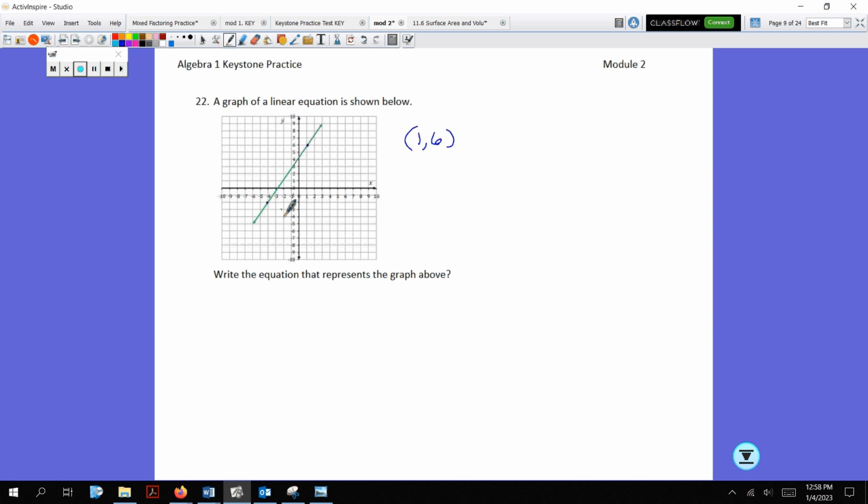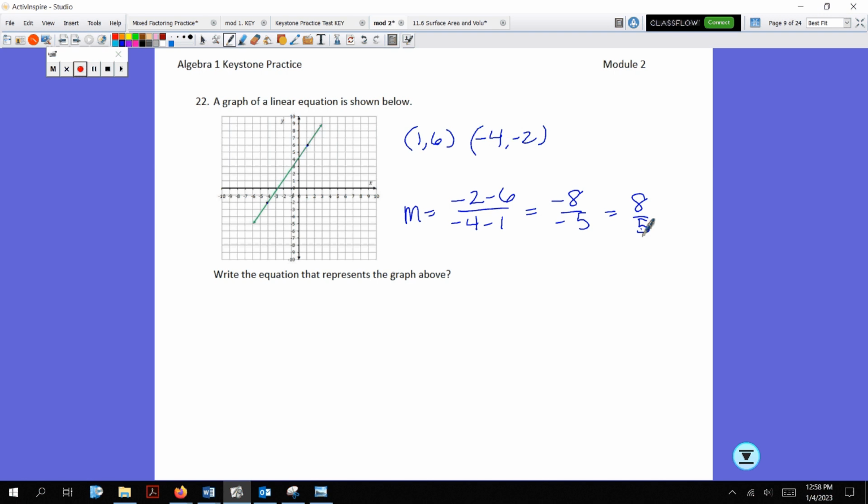And this is negative 4, negative 2. If you can't really clearly see that that point is on the y-axis, it's probably better to just find the slope, use point slope, and write the equation out. So the slope is negative 2 minus 6 over negative 4 minus 1, gives me negative 8 over negative 5. It's positive 8 over 5.